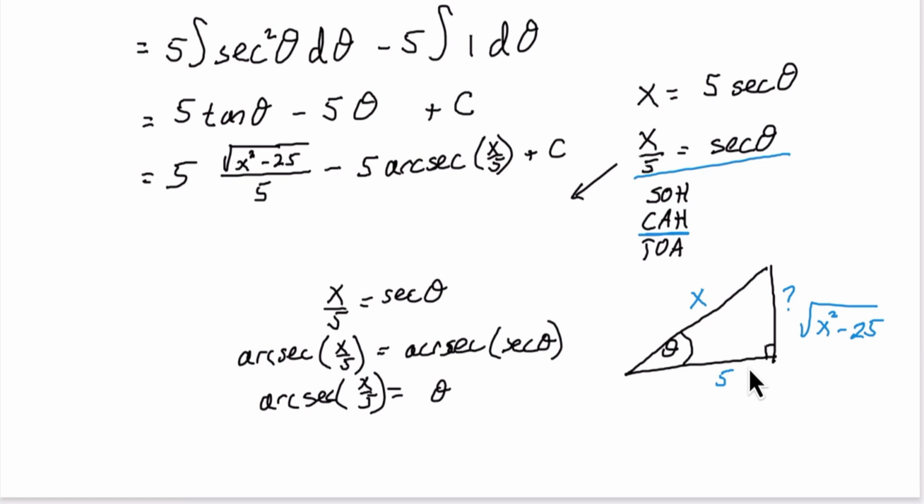We can simplify a little bit. We can reduce those 5's in the first term, leaving us with the square root of x squared minus 25 minus 5 arc secant of x divided by 5 plus c.